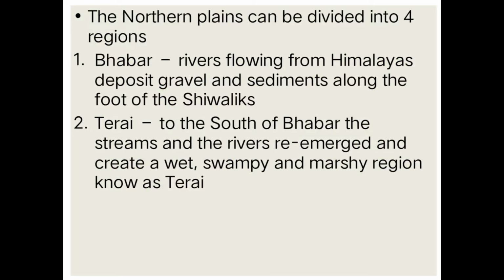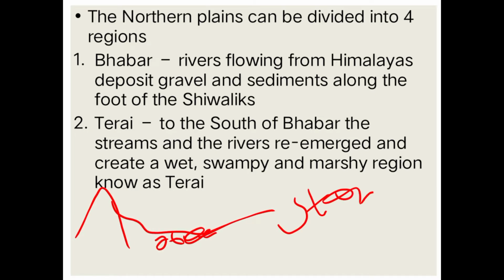The northern plains can be divided into four regions. The water from the Himalayas, which is flowing, brings down alluvium and stores it here. And below the alluvium, we have the pebble-studded zone. These are the stones, these pebbles. That pebble-studded zone is called Bhabar.